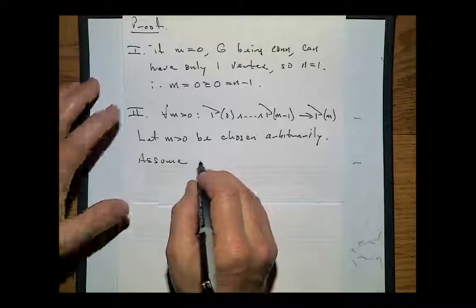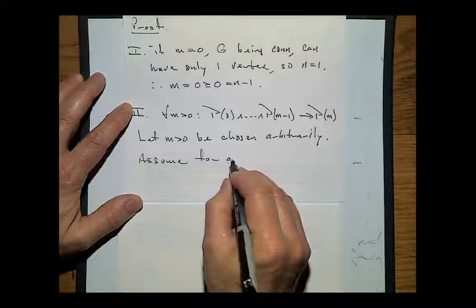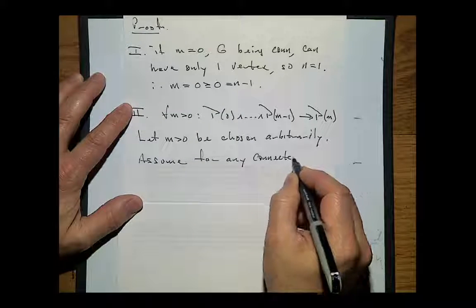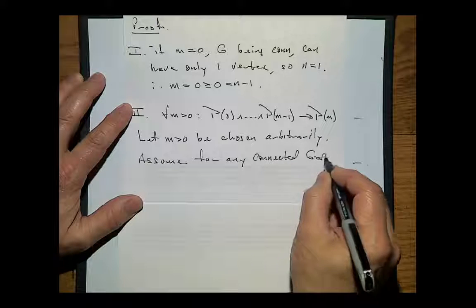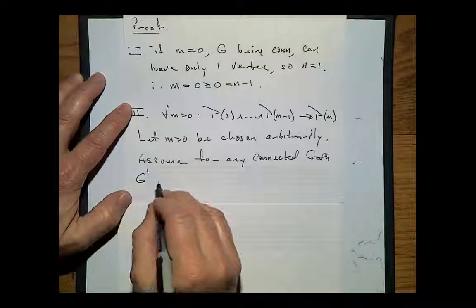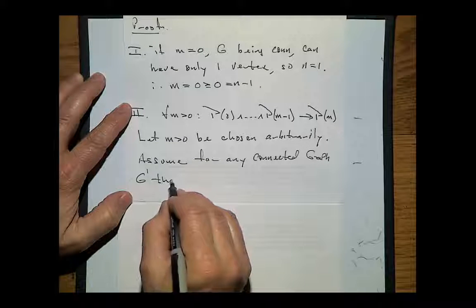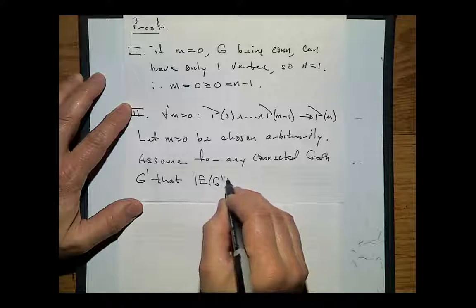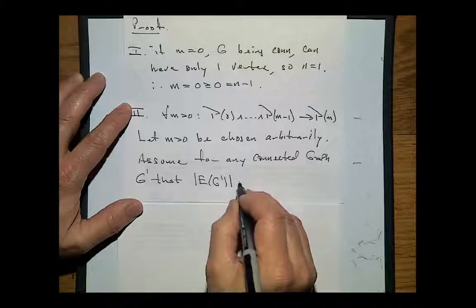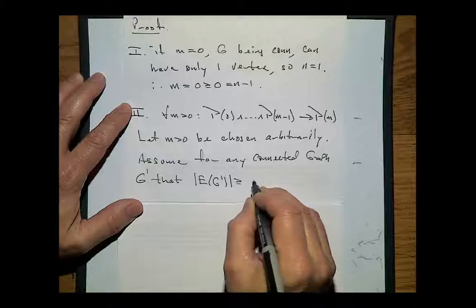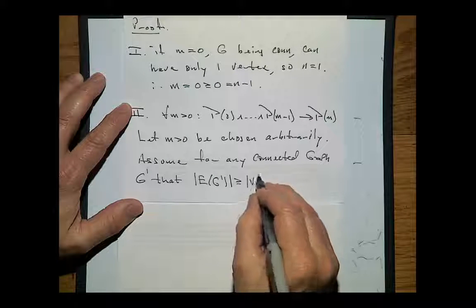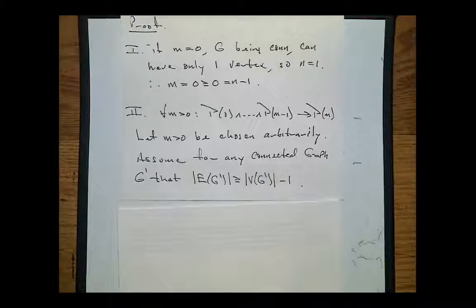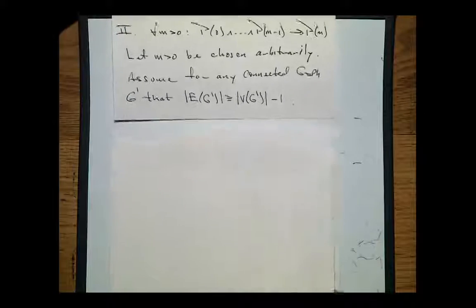Assume for any connected graph G prime, different letter, that the number of edges in G prime is greater than or equal to the number of vertices in G prime minus 1. Okay, that's the explicit statement of the induction hypothesis.